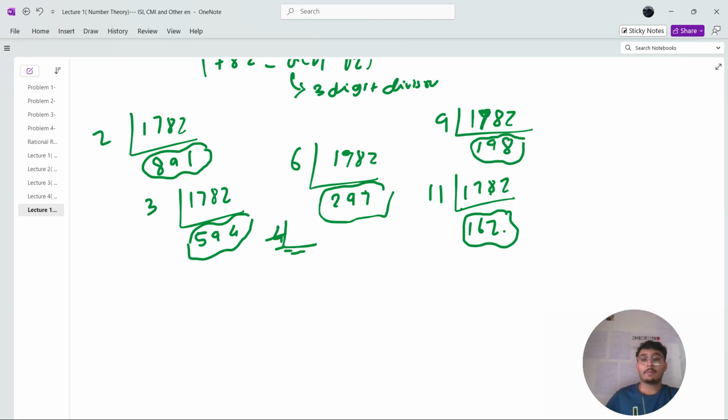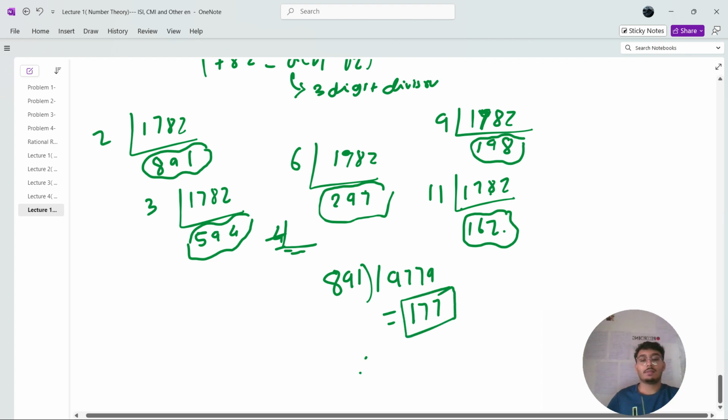And I need to find my remainder from my highest divisor. I'll be dividing by 891, so 891 must divide any one number, and my remainder comes out to be 177. So my answer is therefore T equals 891 and R equals 177.